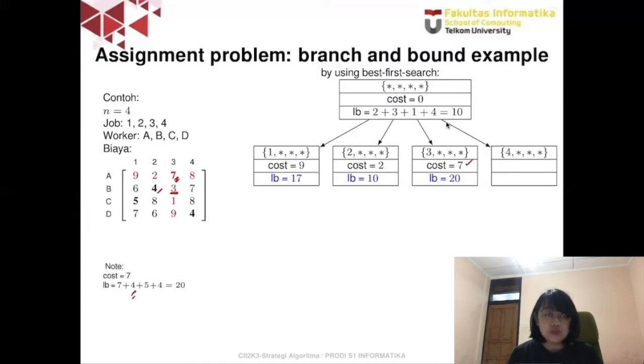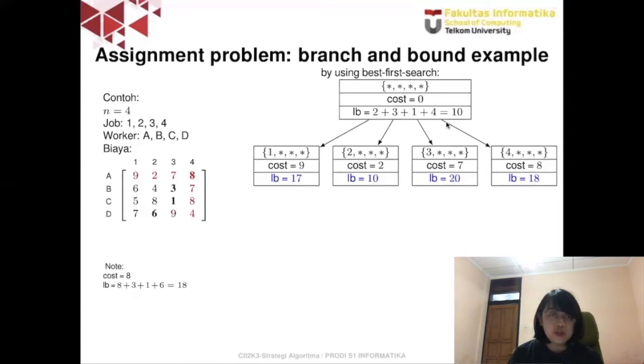The same goes to worker C, although the lowest one is here 1, which can be obtained if worker C does job 3, but because worker A has been given job 3, then we cannot choose this. So the lowest one we have is 5. And for worker D, the lowest one we have is 4. So here we add 7, 4, 5, and 4.